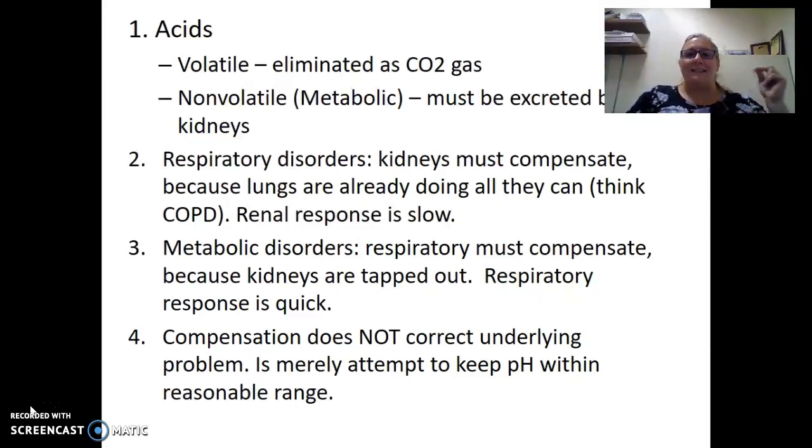Respiratory response is typically very quick, within minutes. Renal response is very slow. So with a respiratory disorder, you're going to end up typically in acidosis or alkalosis before the disorder is compensated. And compensation is not correcting the problem. Compensation is just helping to maintain the pH until the problem is corrected.